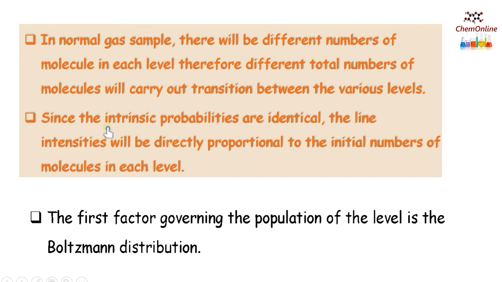The selection rule is delta J equals plus or minus 1, which governs the transition probability. Since the intrinsic probabilities are identical, we can say that the intensities of rotational lines will be directly proportional to the initial numbers of molecules in each level. Now we have to see what are the factors that govern the initial number of molecules, or the population of molecules, in each level. The first factor governing the population of the level is the Boltzmann distribution.